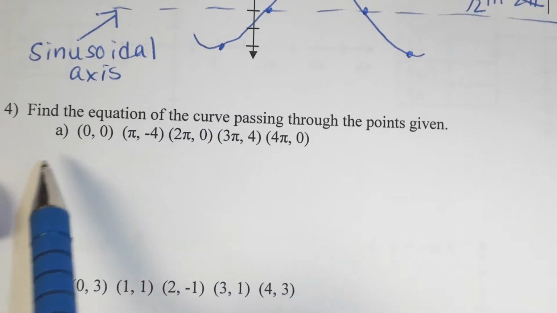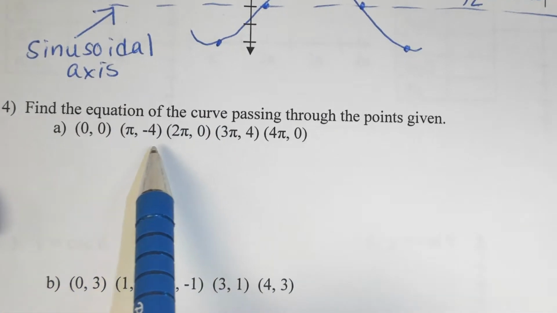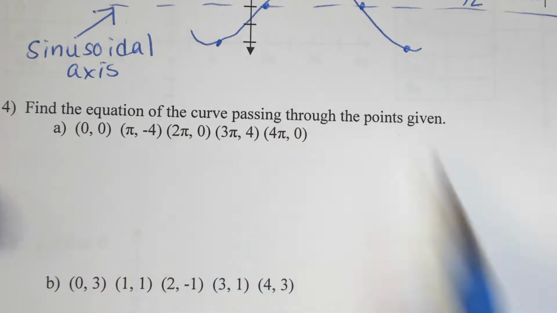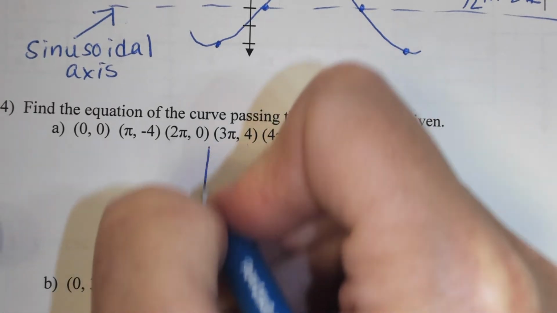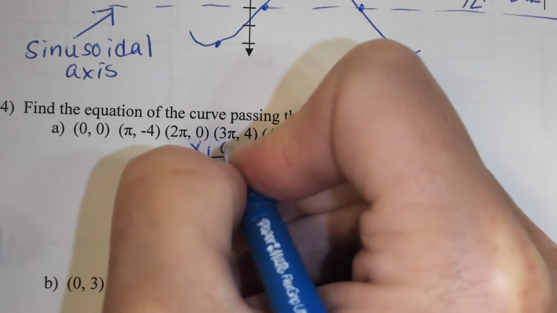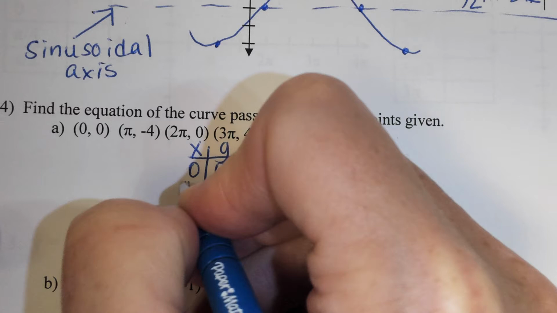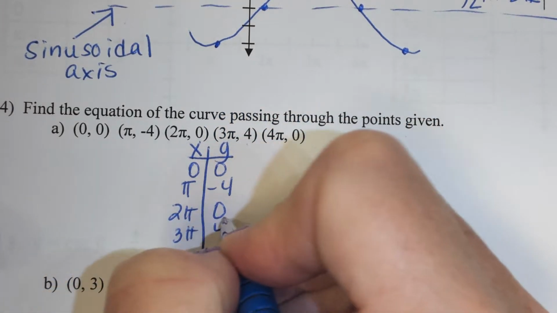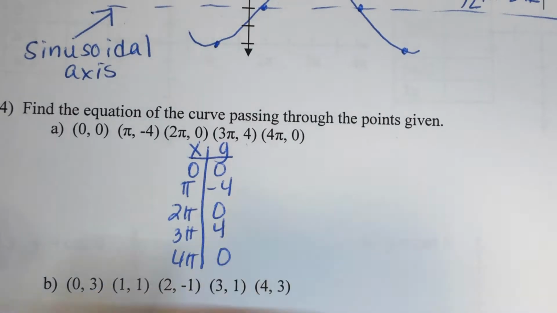All right, now for going in the other direction. Sometimes this is difficult for people. Find the equation of the curve passing through the points that are given. I like to write them in table form. So we have x and y: 0, 0; pi, negative 4; 2 pi, 0; 3 pi, 4; 4 pi, 0.